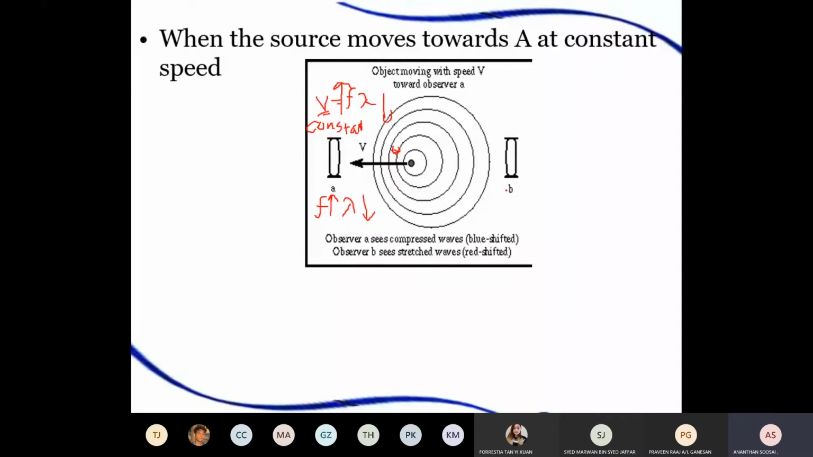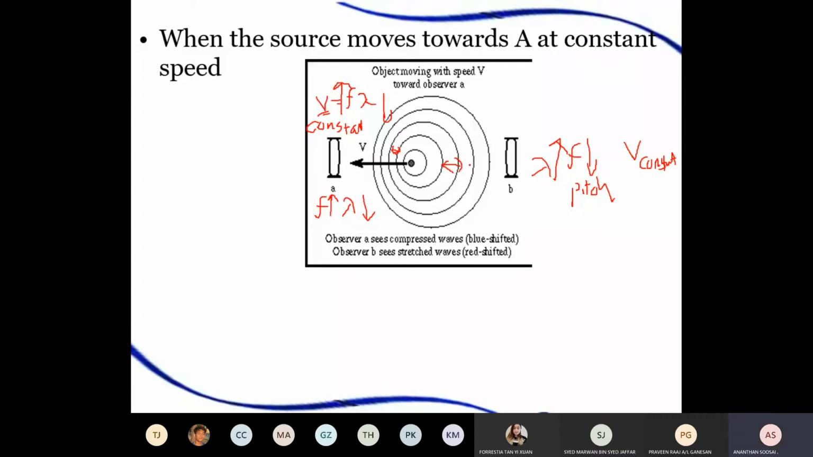So for the case of B, the wavelength gets longer. Here the wavelength is longer, so lambda increases, so the frequency is going to drop. So you hear a low pitch sound. The pitch of the sound is lower, and of course the speed of the sound is constant. This is the phenomenon of the Doppler effect.